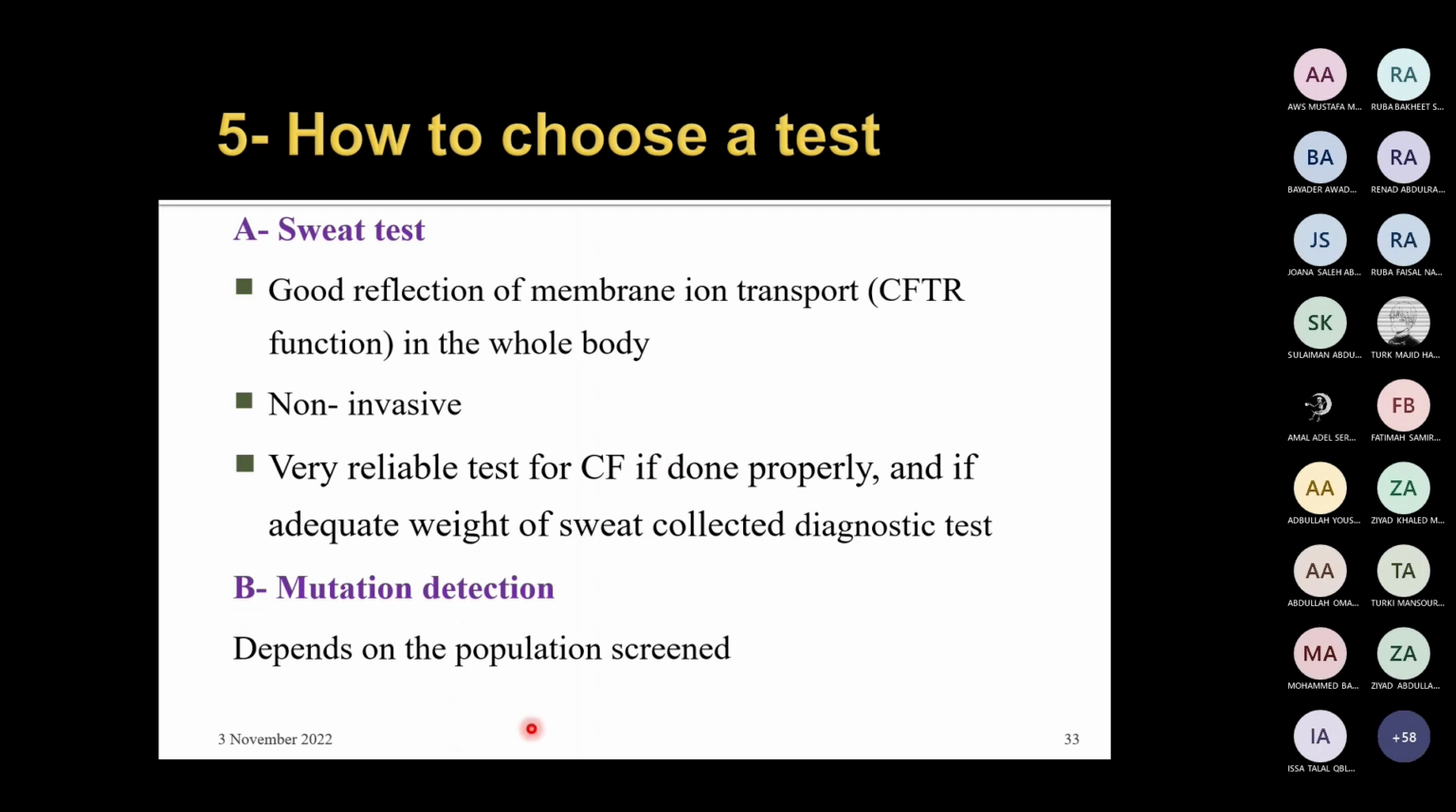The other test is mutation detection, and it depends on population screening. Again, here comes the population genetics. In every population, you expect to have a different pattern of inheritance or a pattern of mutation. So you go and test for that mutation. So you need to have knowledge about the population genetics of cystic fibrosis.